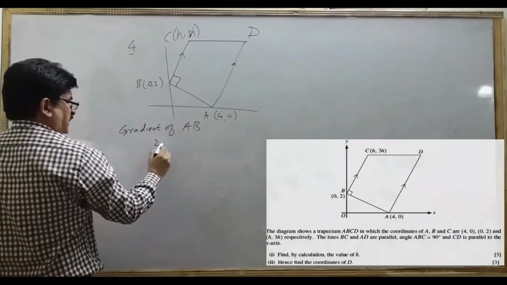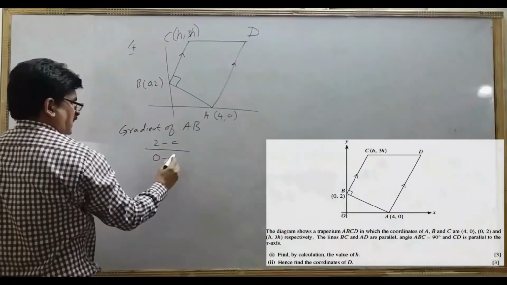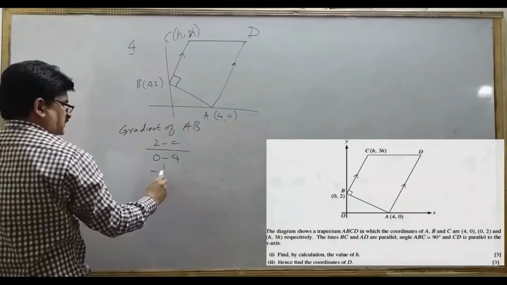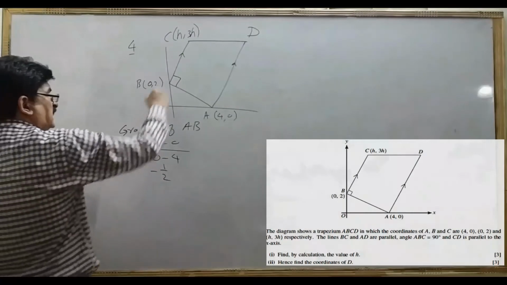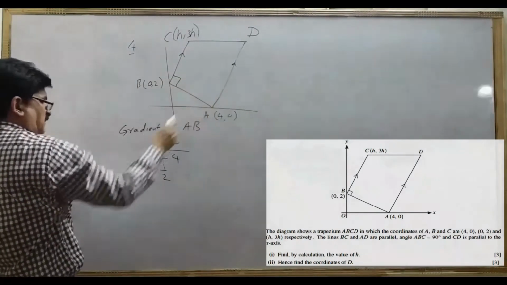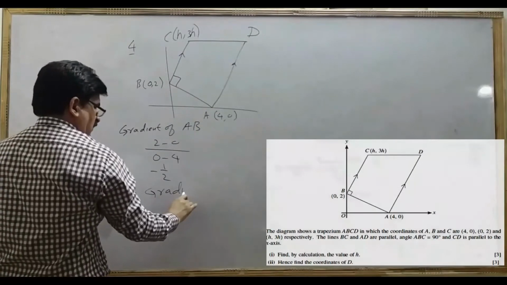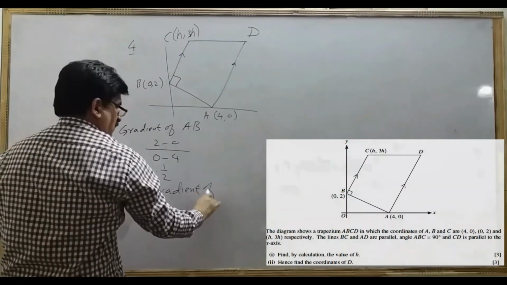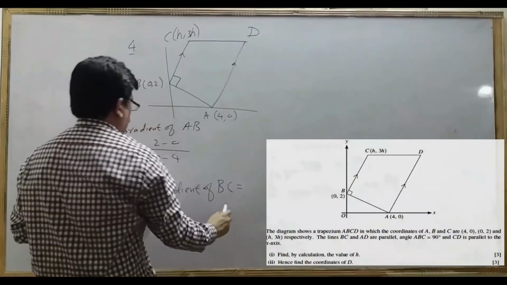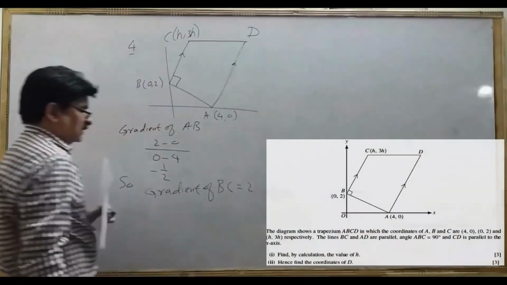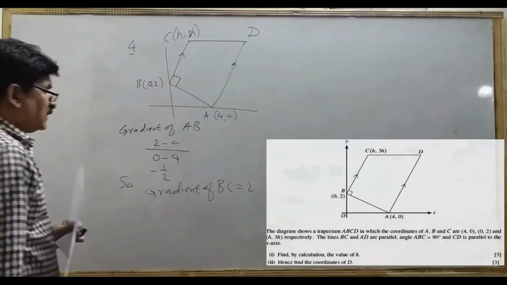Gradient of this AB line is y2 minus y1 over x2 minus x1. This is minus 1 over 2. Now BC line is perpendicular to AB, so the gradient of BC is equal to 2. Take the reciprocal and change the sign.